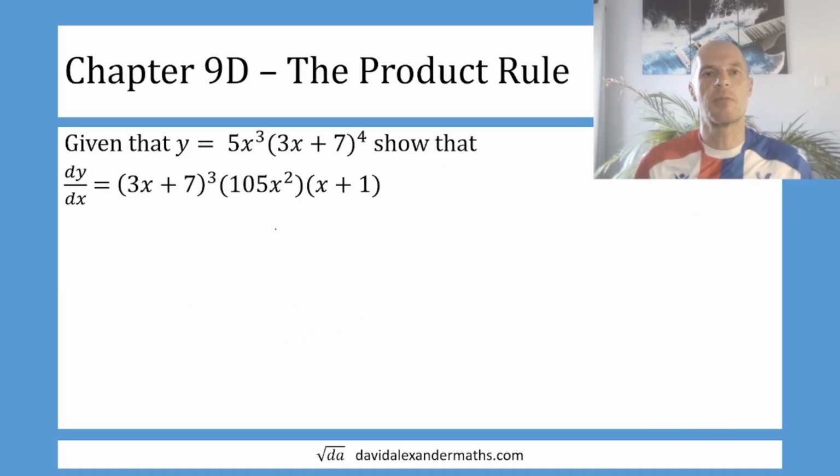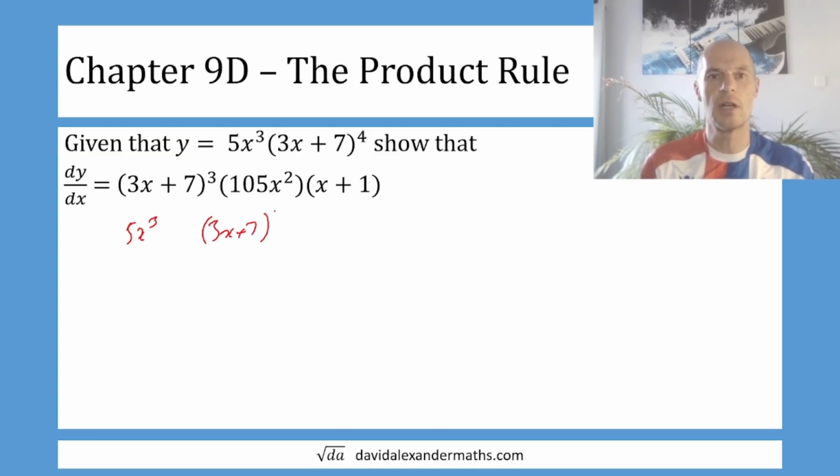And here's a final example where we need to find the derivative, but we need to write it in a certain way, which is good news, because if you hit this, you know you've got full marks, and if you don't hit this, you just need to keep hacking away until you do get this. So we've got a 5x cubed, and we've got a 3x plus 7 to the power of 4. Let's differentiate them both. So that is 15x squared, and this is 12 lots of 3x plus 7 cubed.